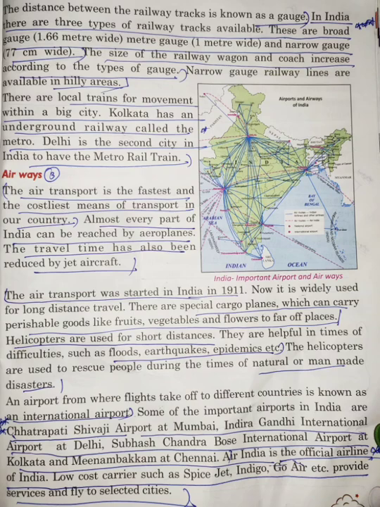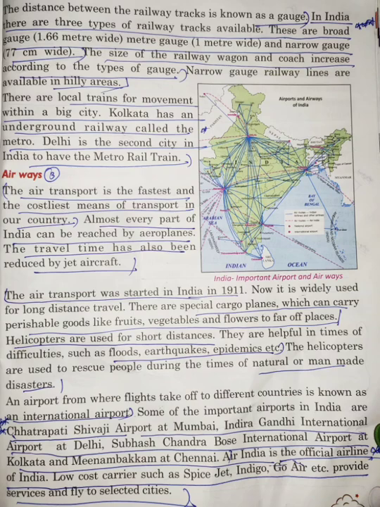Another important transport is the airways. Airways transport is the fastest, but it is the costliest means of transport in our country. Almost every part of India can be reached by aeroplanes. The travel time has also been reduced by jet aircraft.